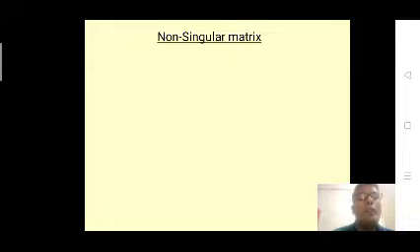Now we go to another definition, non-singular matrix.